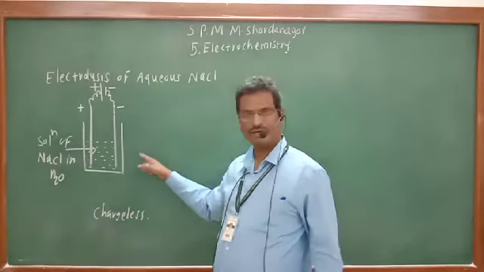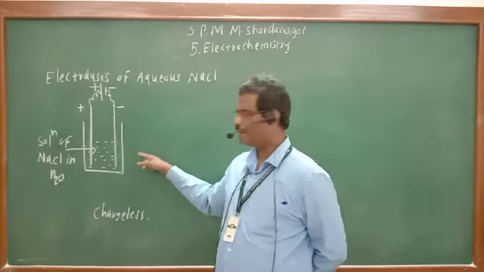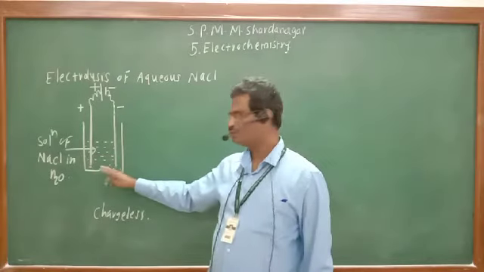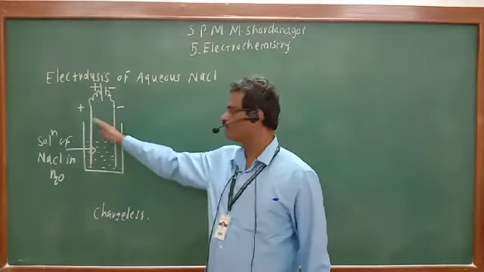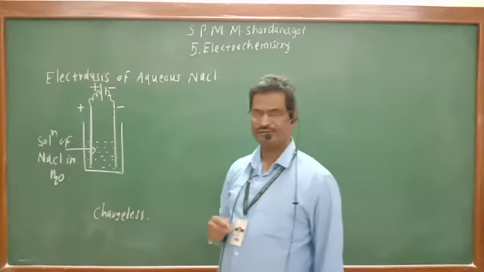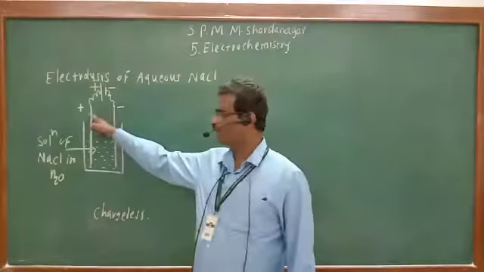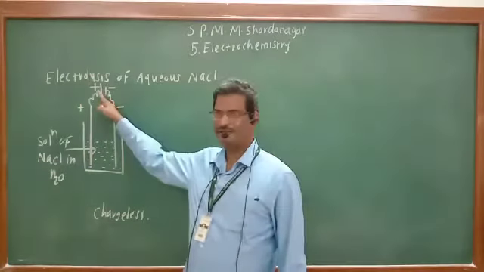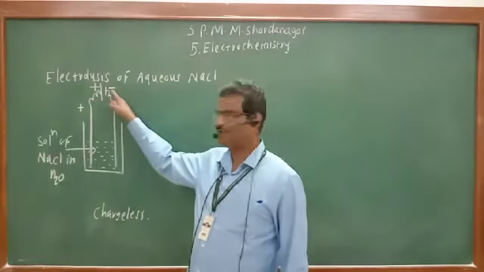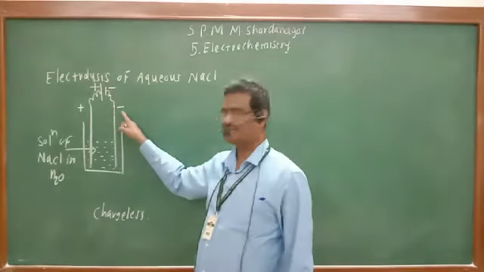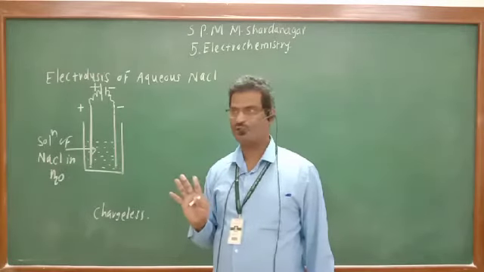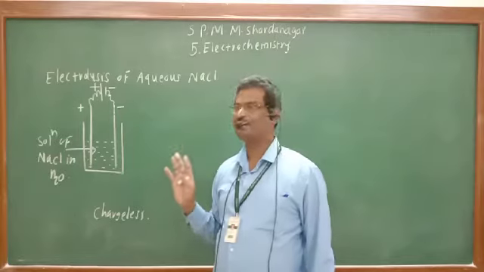This is a beaker in which an aqueous solution of sodium chloride, that is sodium chloride in water, is taken. Two neutral graphite rods are immersed in it. One of them, connected to the positive terminal of the battery, acts as the positive electrode, and the other, connected to the negative terminal of the battery, acts as the negative electrode. Now which one is cathode and which is anode, we will see after the process.